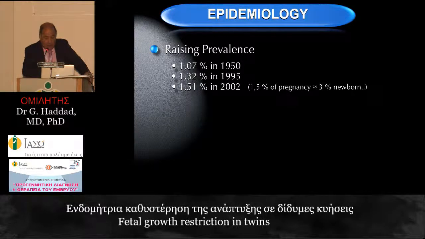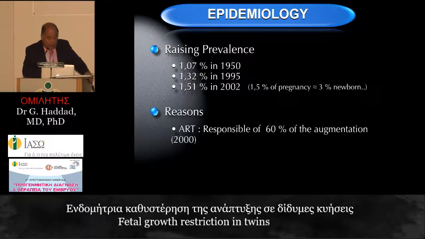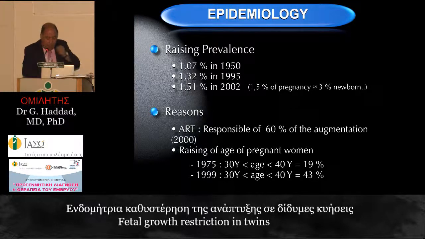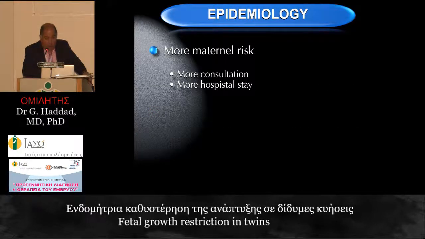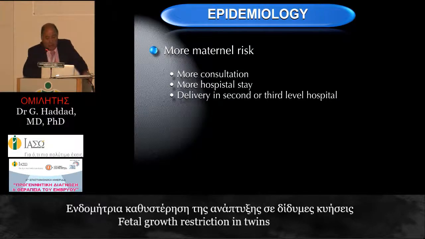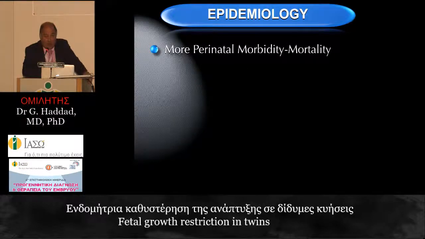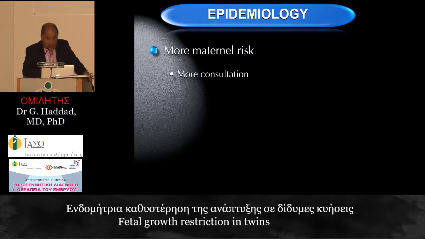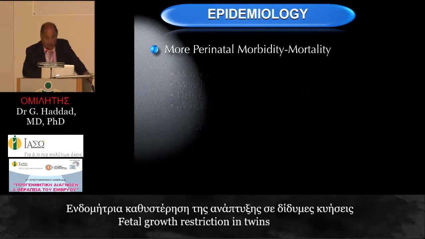Pregnancy. In 2002, we have more than 1.5. It means that 3% of babies are twins. The reason, especially for ART, for sure, but also because the age of pregnant women is more and more. We have more maternal risk, more consultation, more hospitalization, and we have to deliver in second or third level hospital. And we have more C-section. In France, we have about 50% of C-section instead of about 19% for singleton.